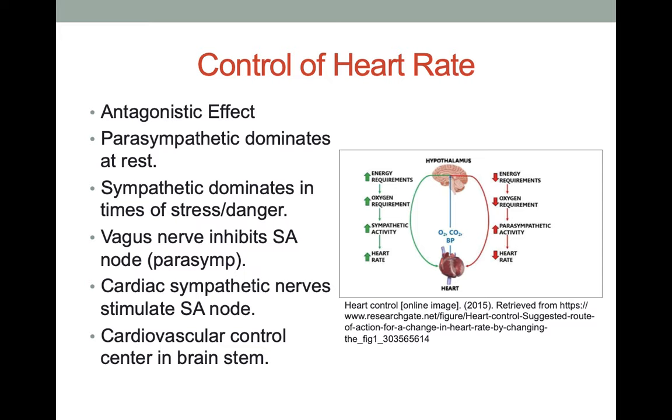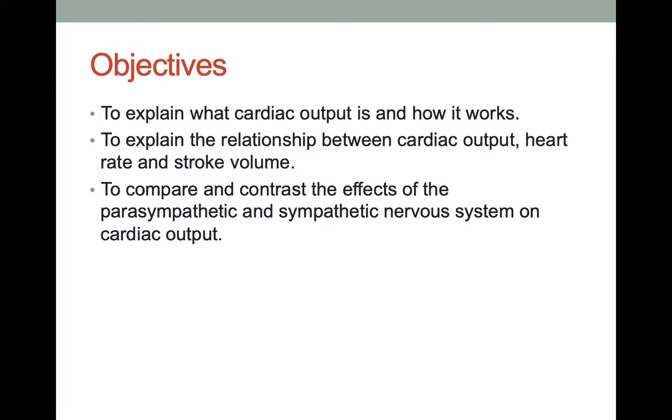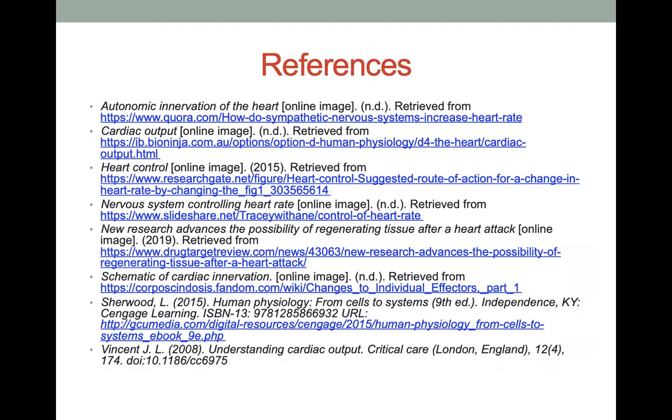So overall, the parasympathetic and sympathetic systems work antagonistically to control the heart rate. A different system is going to dominate at different times depending on what is necessary for the body at that particular time. So to look at our objectives, we wanted to be able to explain what cardiac output is and how it works. Number two, we wanted to be able to explain the relationship between cardiac output, heart rate, and stroke volume. And finally, we wanted to compare and contrast the effects of the parasympathetic and sympathetic nervous systems on the cardiac output.